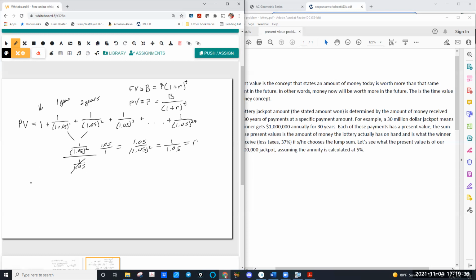Remember, there were 3 things we needed. We needed the common ratio, 1 over 1.05. That's some decimal, but we'll let the calculator take care of it. We need the first term, which we know is 1, and the number of terms, which we know is 30. So the sum of these 30 terms is the first term times 1 minus our common ratio.